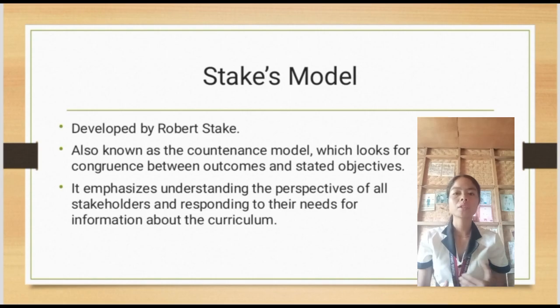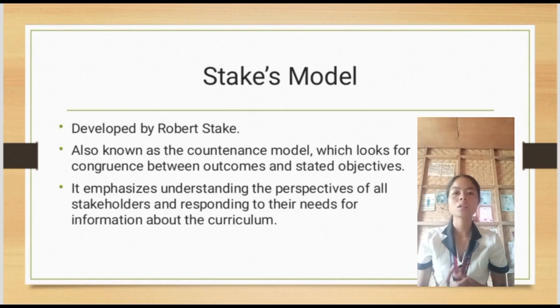So the Stake model, developed by Robert Stake, also known as the countenance model of curriculum evaluation, focuses on comparing what was intended, or objectives, with what actually happened, or outcomes. The idea is to see if they match up, or if there's a congruence between them.